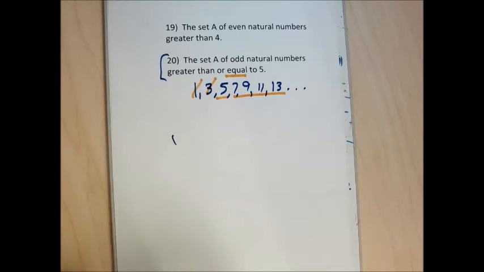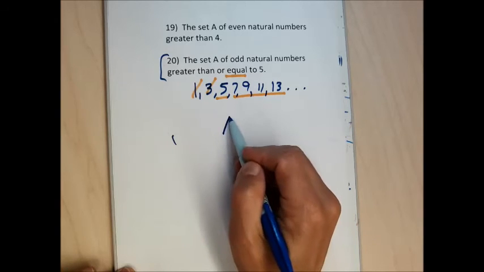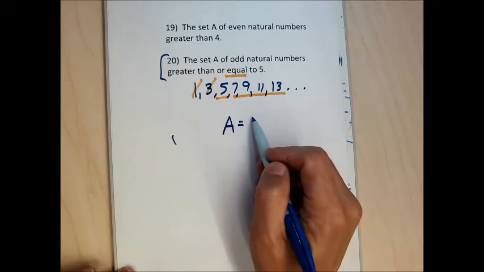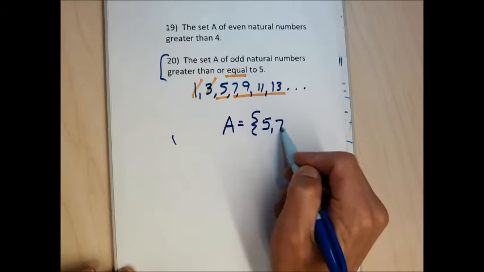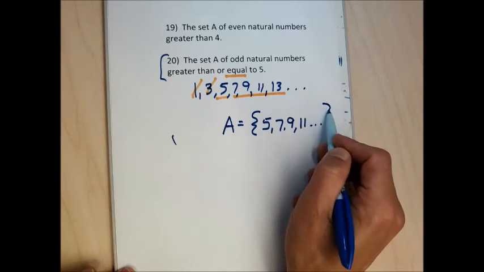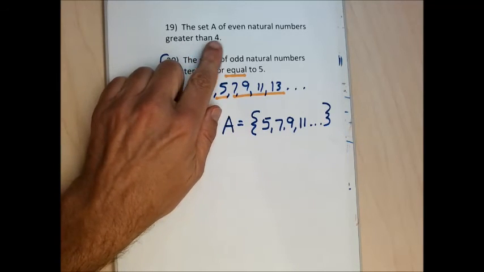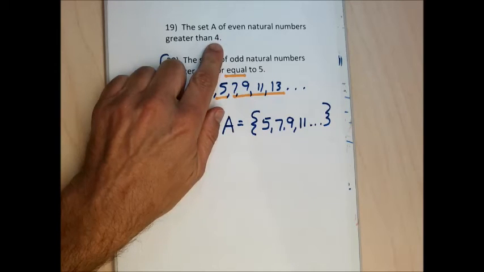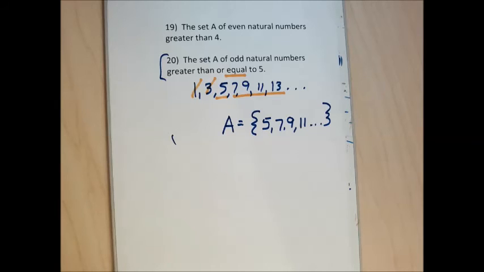So my set A is going to start at 5 and go up by 2 to get all the odd numbers. My answer for problem 20, I'm going to say A equals the set, and then I'm going to go 5, 7, 9, 11, ... I could have just said 5, 7, 9, ... 3 is enough to establish a pattern. For your problem 19, you only want even numbers, natural numbers, that are greater than 4, and you're not going to include the 4 in your answer. So your first number in your set A is going to be 6.